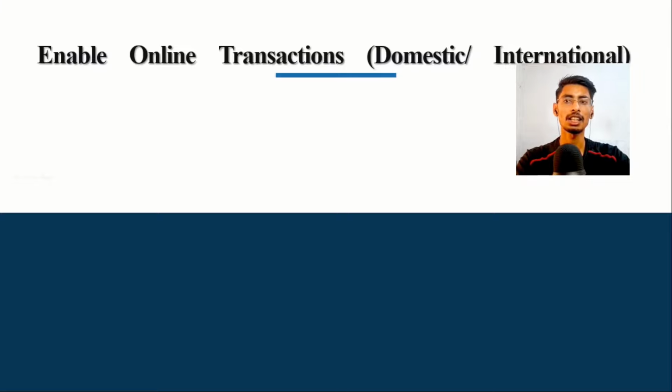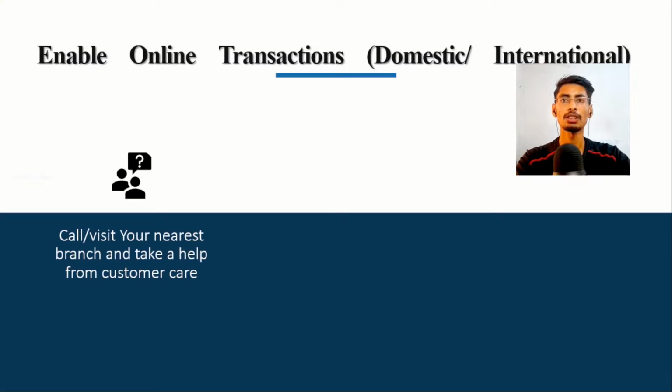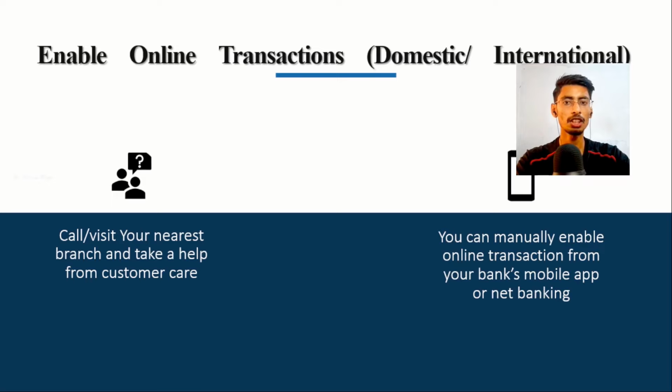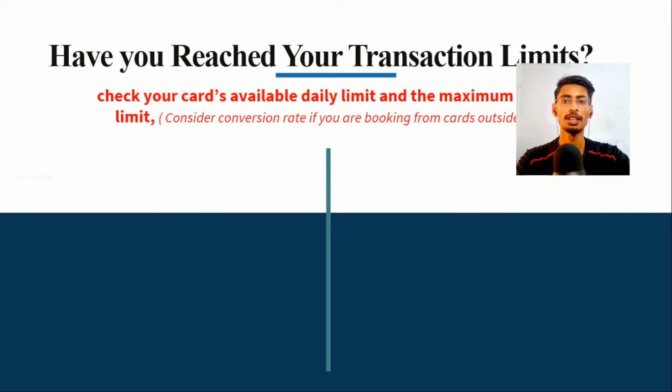And the next very important thing is to enable the online transaction, be it domestic or international. Make sure that it is enabled, because by default the international transactions especially are disabled for the safeguard of the customer. Make sure that it is enabled for your card. You can see that from your bank app, or you can talk to your bank, or you can see it from your mobile phone or mobile app.